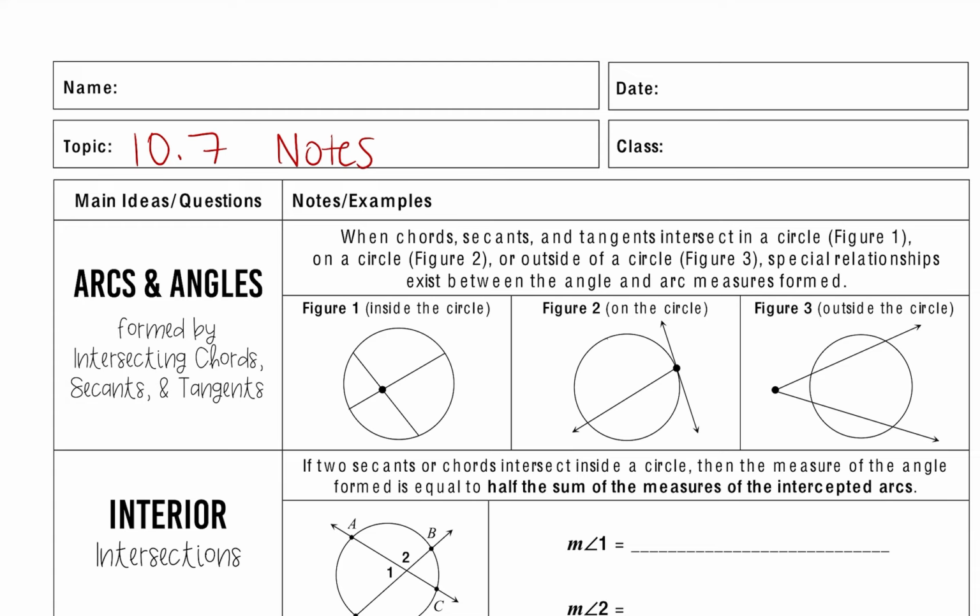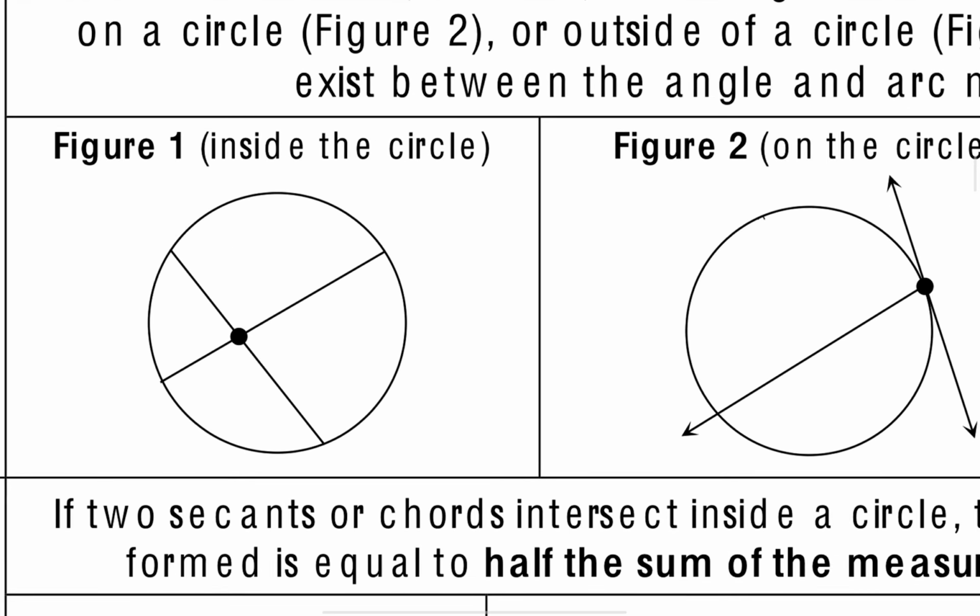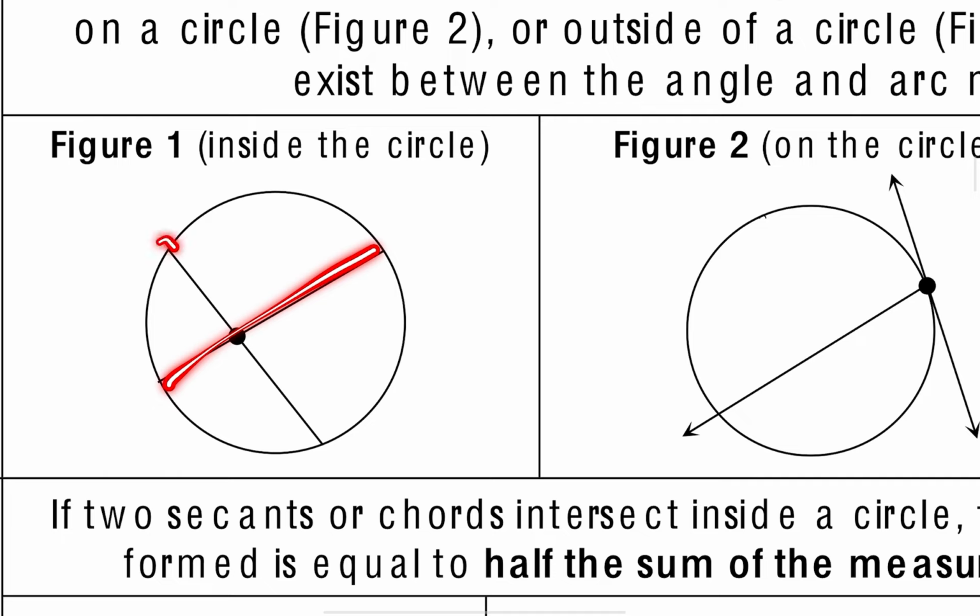Now, reading here, when chords, secants, and tangents intersect in a circle, on a circle, or outside of a circle, special relationships exist between the angle and arc measures formed. So let's look at those relationships now. Here you can see two chords are intersecting somewhere inside of the circle. That intersection is not the center.